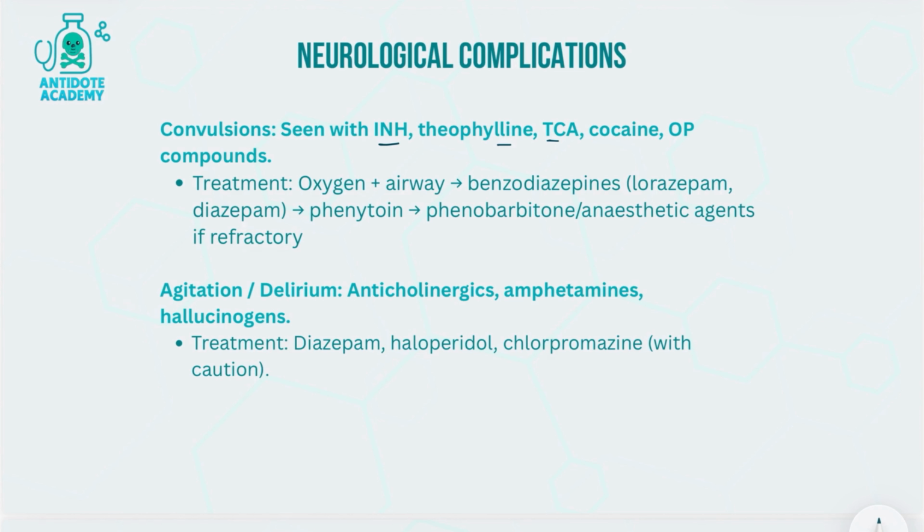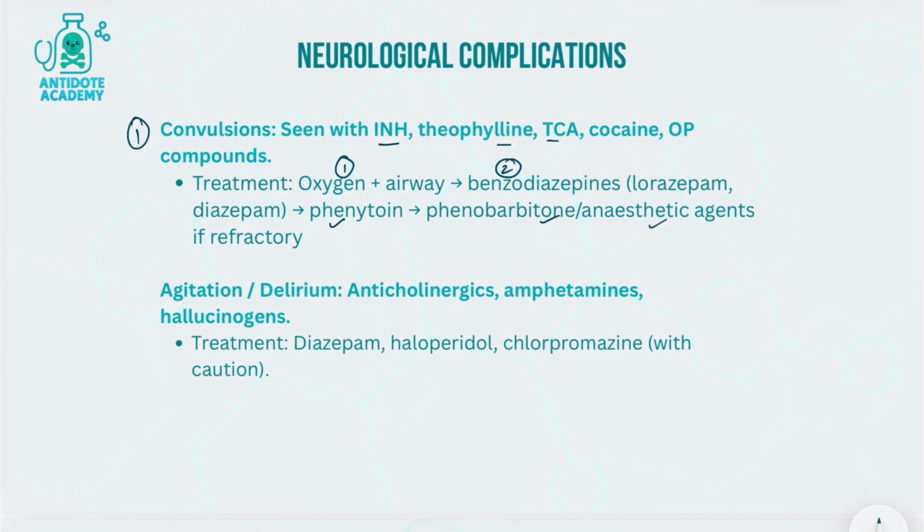What is the treatment? First, we have to provide oxygen and keep the airway clear. Second, we have to give a benzodiazepine; lorazepam or diazepam is preferred. Next, if the seizure still persists, we have to give phenytoin. And if the seizures are still not controlled even after phenytoin, then we have to provide phenobarbital or anesthetic drugs.